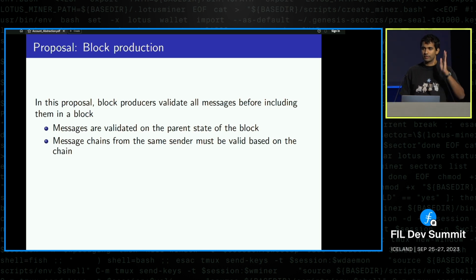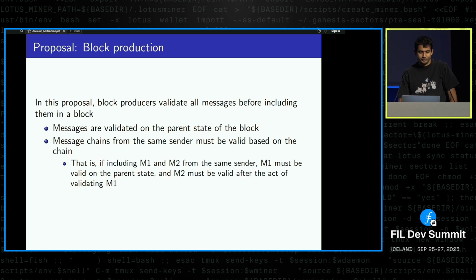So if sender X has nonce 40, they can include 3 messages from sender X, provided they have nonces 40, 41, and 42. And 40 should look valid when validated on the parent state, 41 should look valid when 40 has been validated on the parent state, and 42 should look valid when 40 and 41 have both been validated. So if you're including M1 and M2 from the same sender, M1 must be valid on the parent state, M2 must be valid after the act of validating M1.